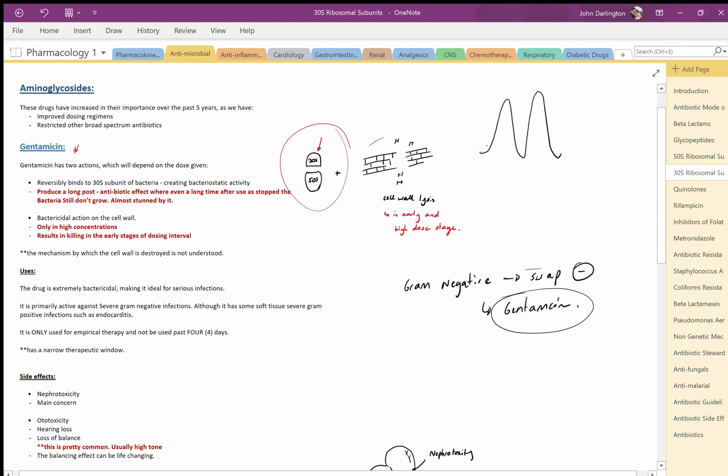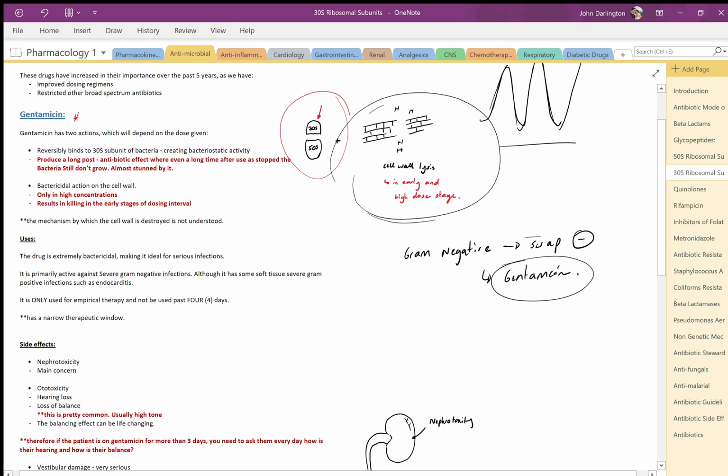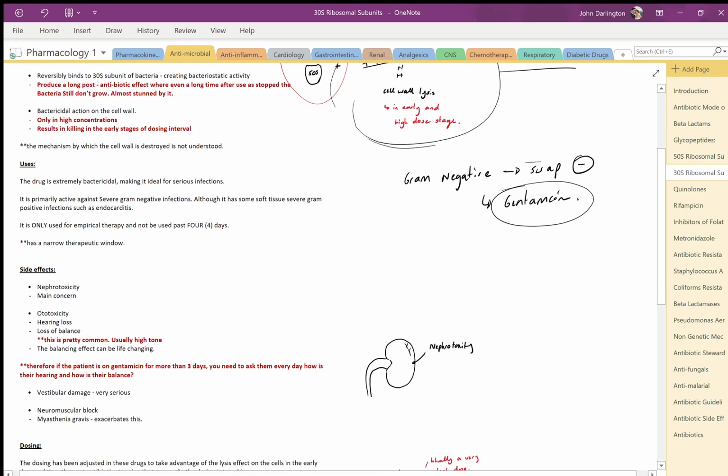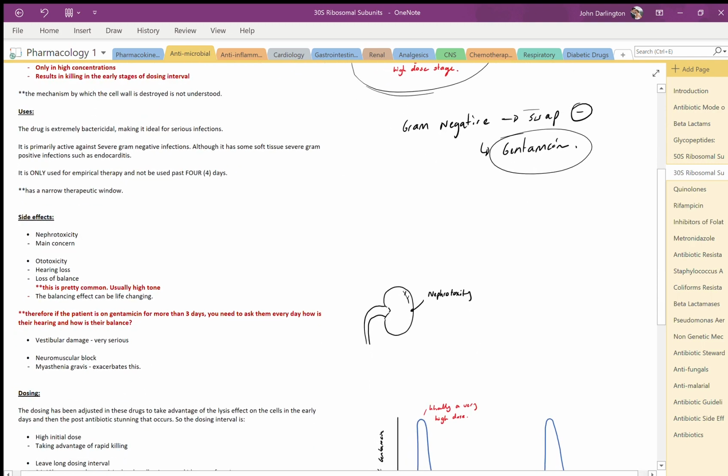And this is just the dose that you give. You give a high dose and then you withhold the dose, and then you give a high dose and then you withhold the dose, and you give a high dose. And that's because it helps maintain this property of it. This is also for another reason though. This is not just for its cell wall property. It's actually due to its toxicity. And this is very high yield to know this, and it's actually very important.